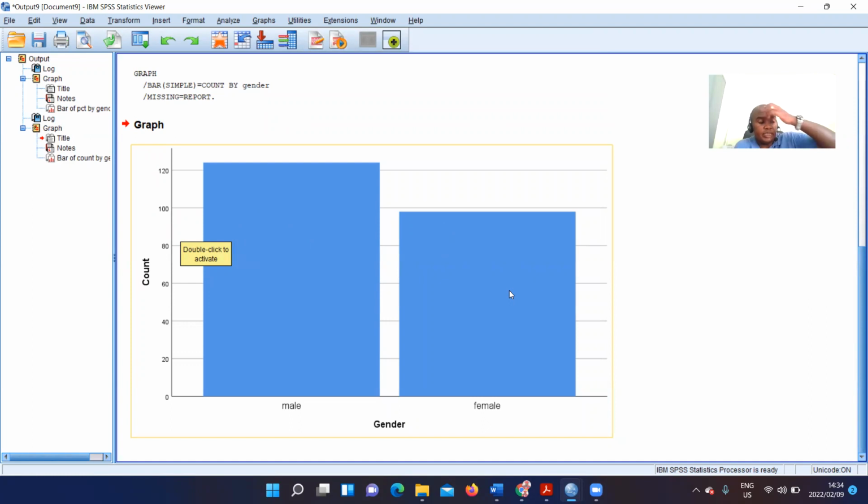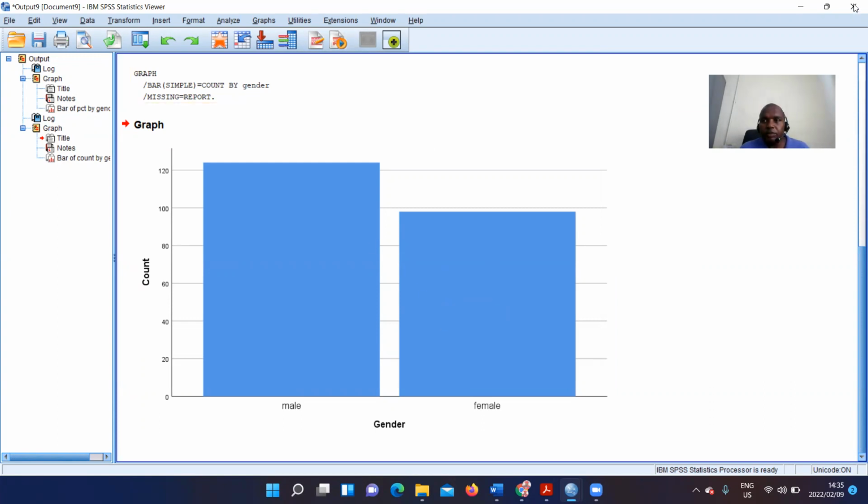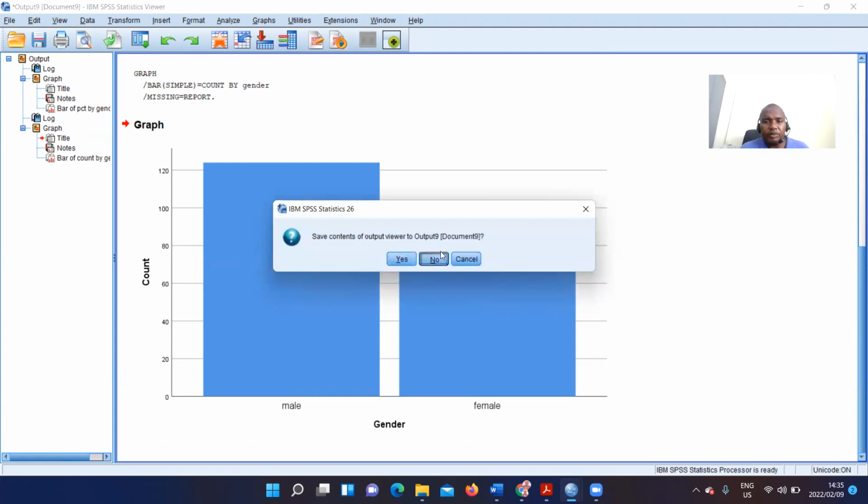We can calculate the percentages on your own, ladies and gentlemen. You can calculate the percentages on your own. And then let me close that output window.